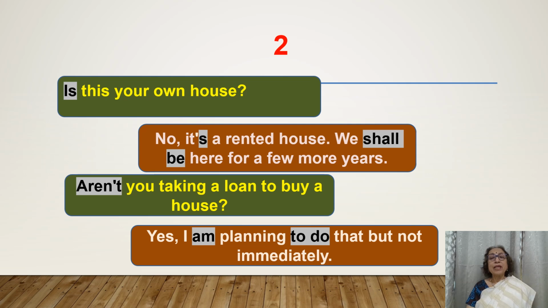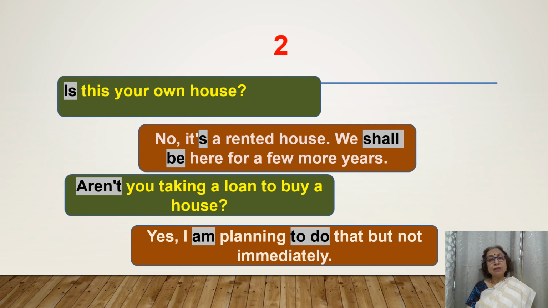Now notice at certain points, although there is no punctuation mark, I'm stopping for some time. These pauses are very important for improving your spoken English. Unless you speak in a group, the words which fit together, you are not getting the rhythm of the language. So we say, is this your own house? In a single breath. No, comma is there, stop. It's a rented house. We shall be here, stop here, for a few more years.